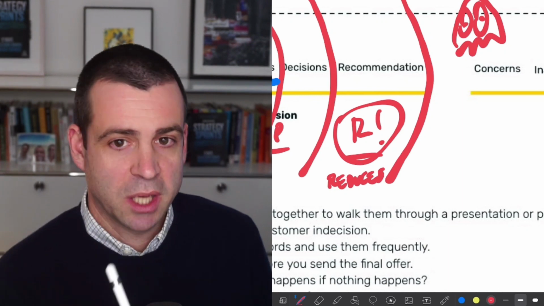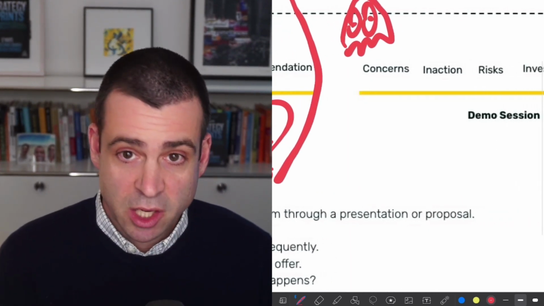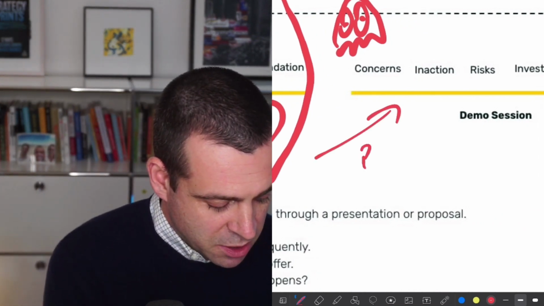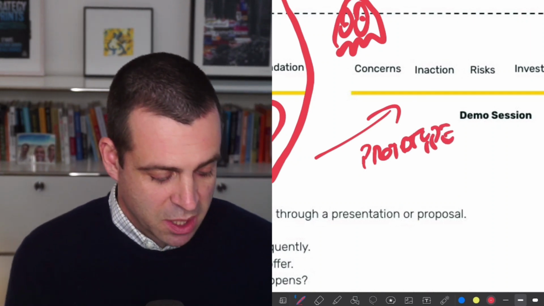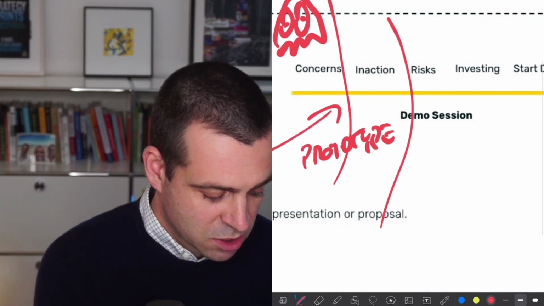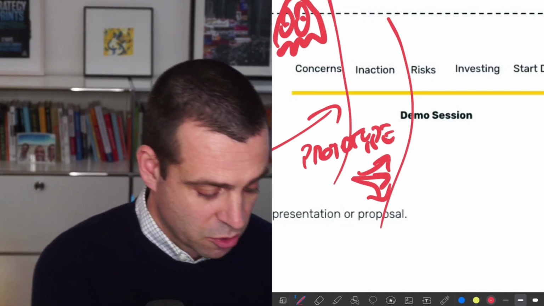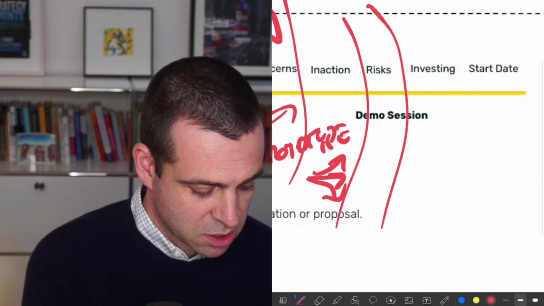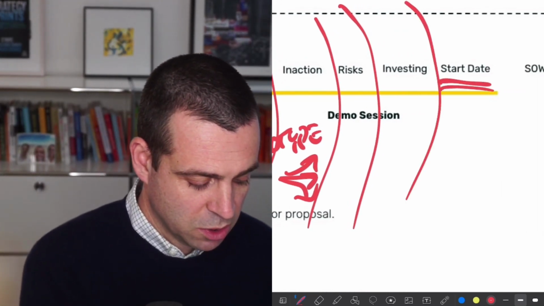So if we get that right and we recommend something and then we say, can we create a plan and show you the plan? Then you will come with the prototype up to the next meeting. And with that prototype, then you move on. Concerns, inaction. Was this the real cost of inaction? Is it this one or this one? The risks, how can we help the buyer reduce the risk? And then what's the real investment, including the time? And then when do you want to start?